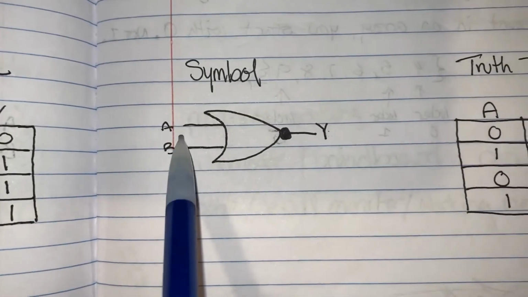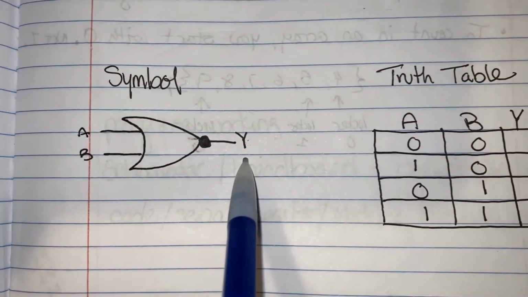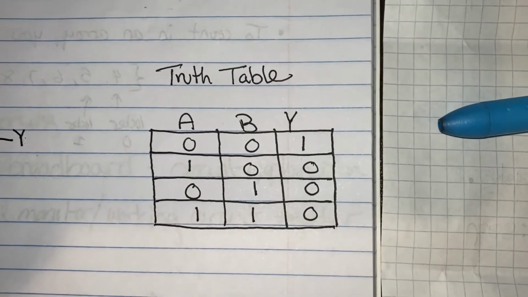So our symbol, we have both A and B inputs. We have the NOT, and then we have an output for Y. We have our truth table again.